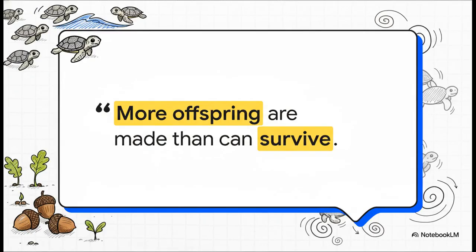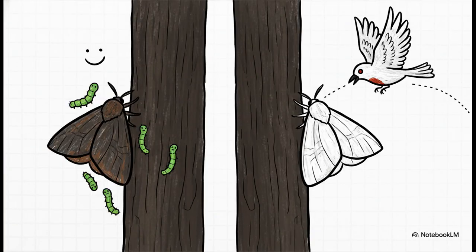This simple sentence right here has enormous consequences. Think about all those sea turtle hatchlings scrambling for the ocean, or thousands of acorns sprouting under a single oak tree. This guaranteed overproduction means there's going to be a struggle for existence. Not everyone makes it. And that struggle for existence leads us right to our 4th and final condition, differential success.